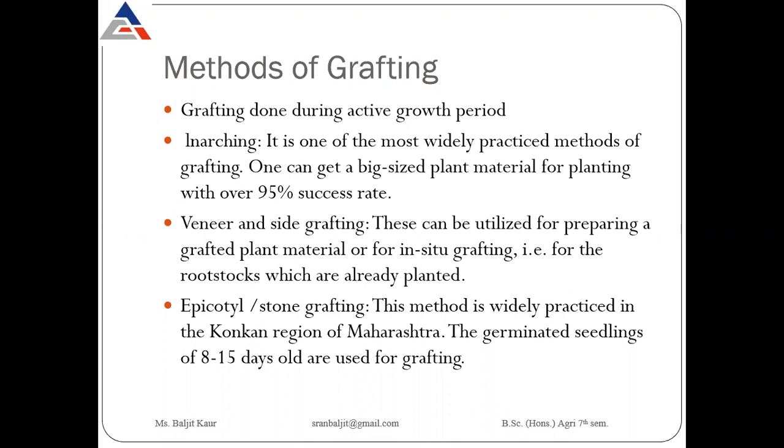In veneer and side grafting, the planting material is taken from the mother plant, and we have to insert that scion with 2 to 3 buds in the rootstock. These can be utilized for preparing grafted plant material or for in situ grafting, right? So for the rootstock which is already planted, we have to do grafting on the rootstock which is already planted.